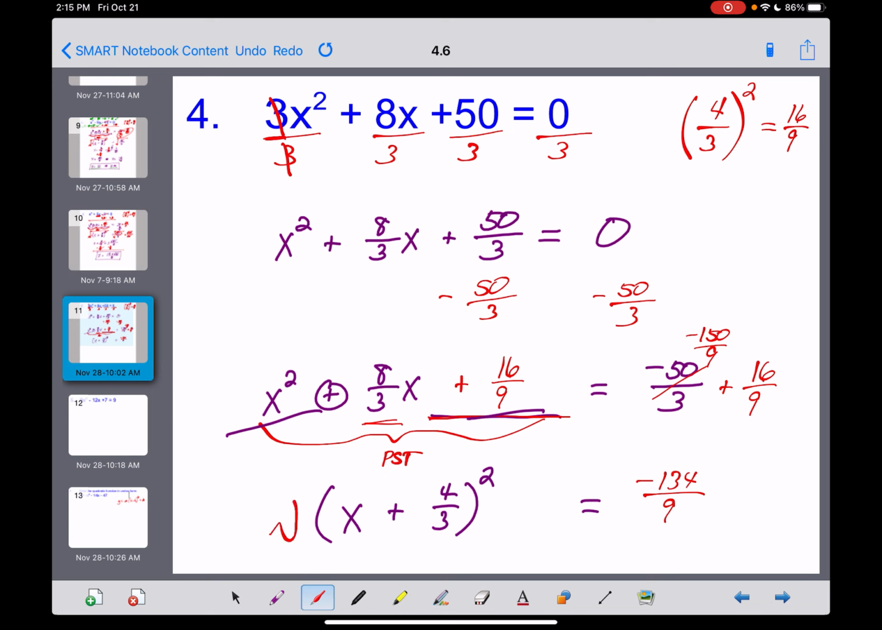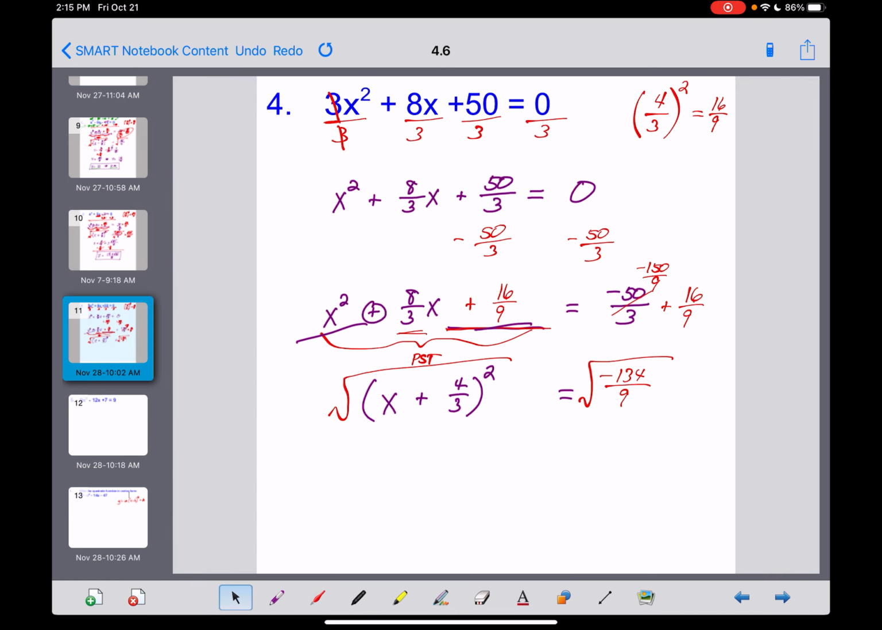All right, we would go to do the square root of both the left and the right side. And what happens? The square and the square root cancel, so we end up with x plus 4/3 is equal to, and the fact that we are now trying to take the square root of a negative number, this is going to involve something called imaginary numbers, which we haven't talked about yet. So what I'm going to show you guys here is correct. Don't worry about how I'm getting it. We will talk about this later on in the chapter.